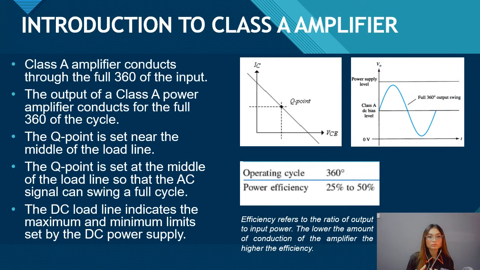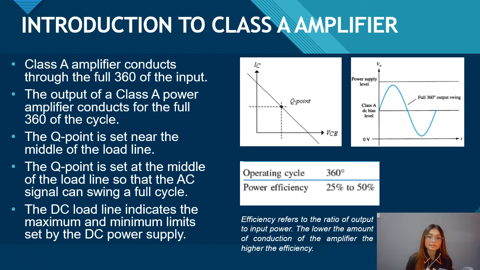Since we are required to design a Class A power amplifier circuit, I'm going to give a brief introduction about what a Class A amplifier is. A Class A amplifier conducts through the full 360 degrees of the input. The output of a Class A power amplifier conducts for the full 360 degrees of the cycle. As you can see in the picture attached, the Class A has a full swing of 360, and the Q point is set near the middle of the load line.